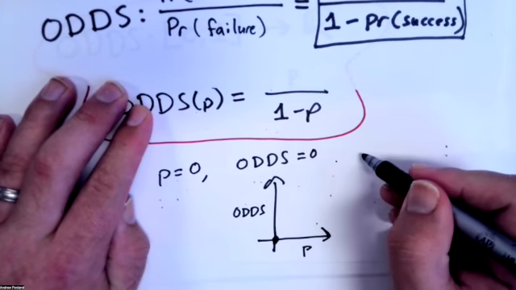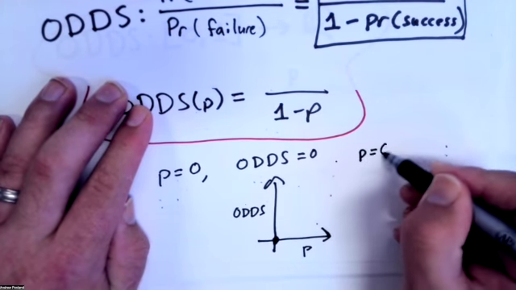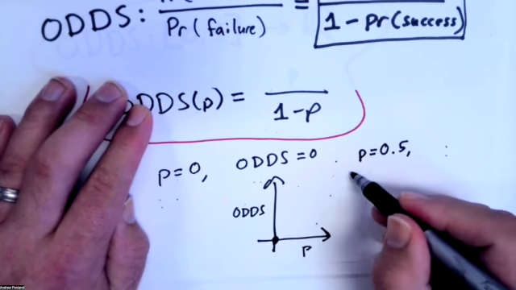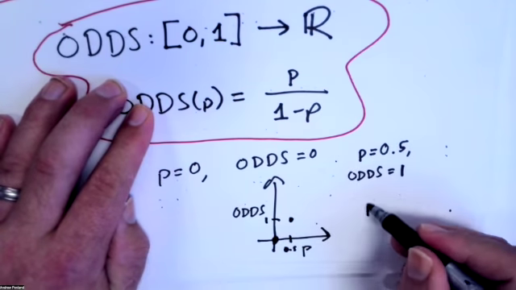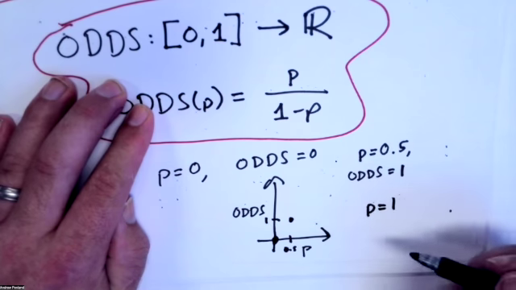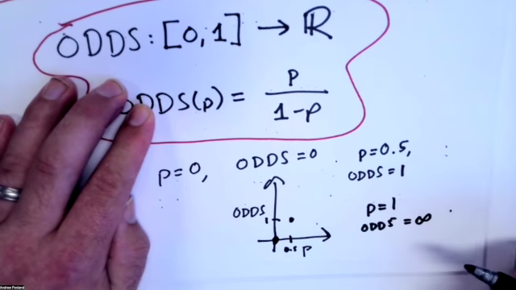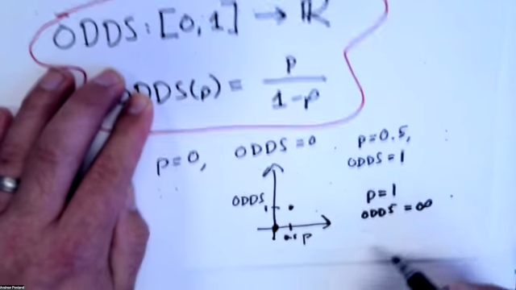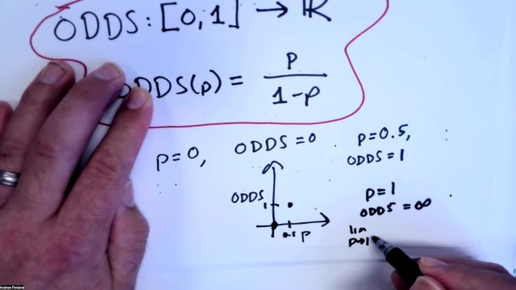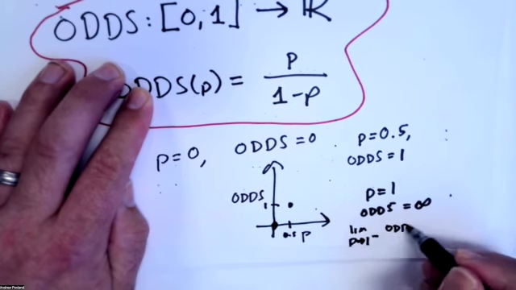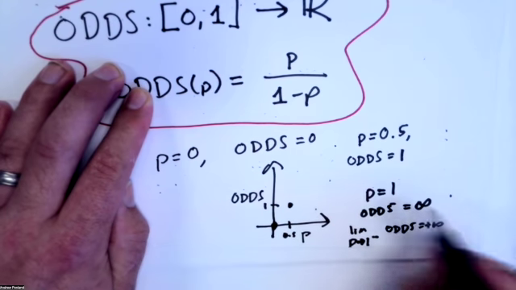What about if the probability of success is truly 0.5? It's just a coin flip. What would odds be? 1. And what about if P is actually 1? Odds would be infinity, or you could say the limit. More rigorously, we would say the limit as P approaches 1 from the left of odds is equal to infinity.